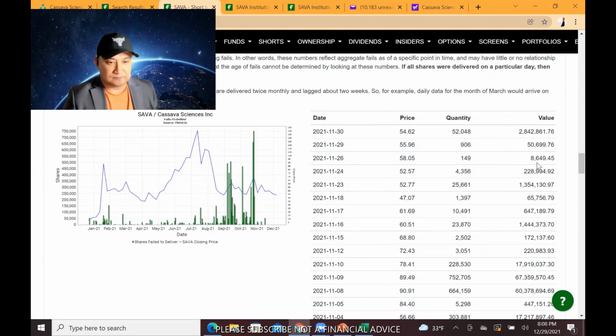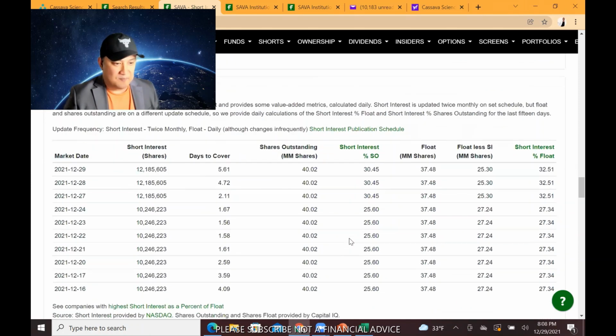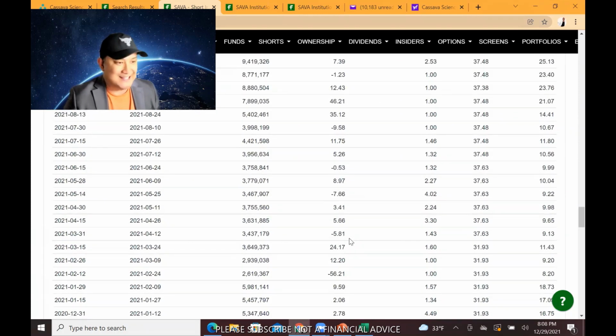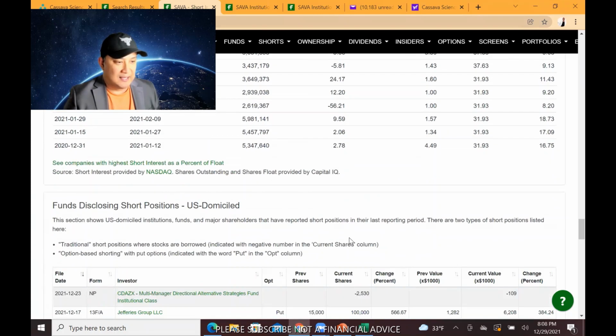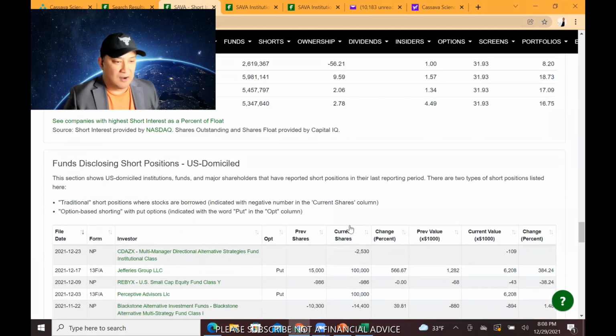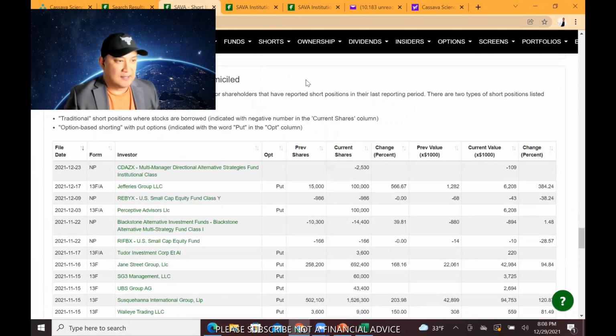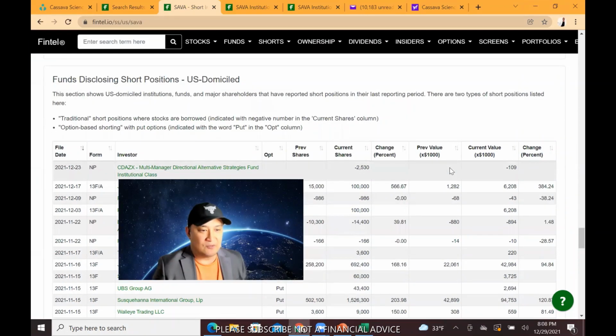2,050,000 shares. I mean, 2,050,000, 8,228,000, 1 million, 1.3 million, 65,000, 647,000, 1.4 million. I mean, those are massive information, massive data that is really, really an indicator that we are about to explode, okay? This is me. I mean, I can be wrong.